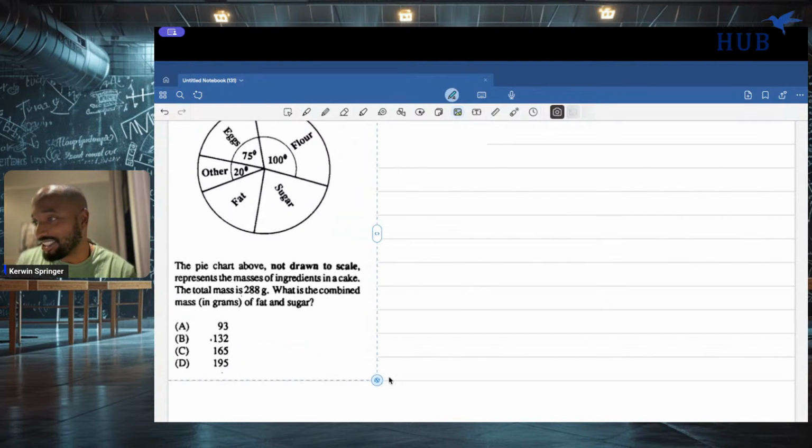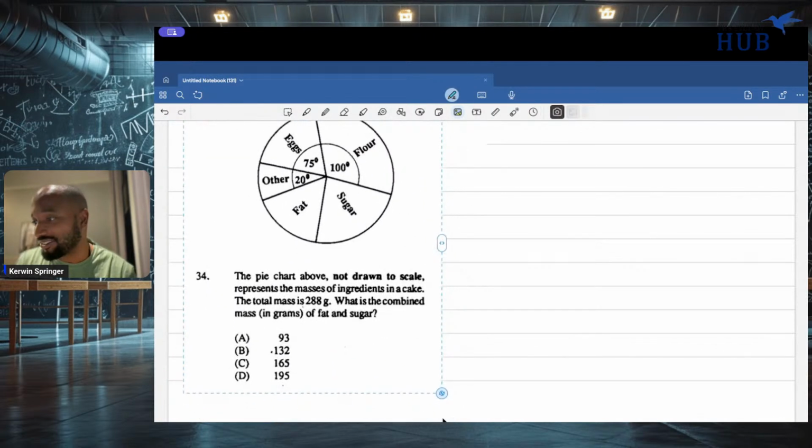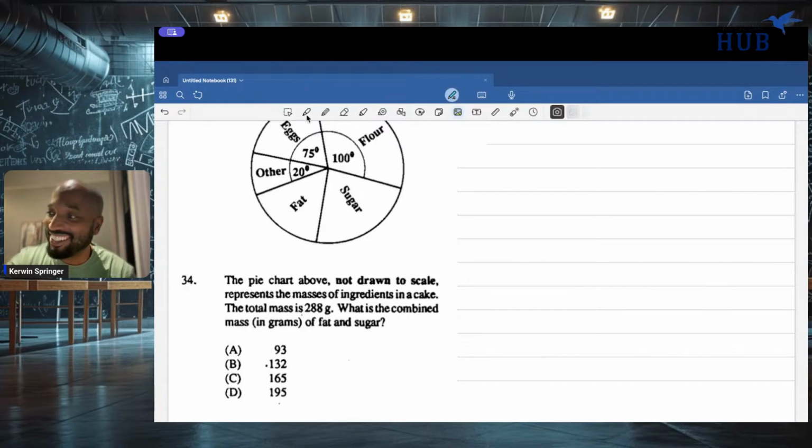Somebody going to the exam and just shade C right down the line. The pie chart above, not drawn to scale, represents the mass of ingredients in a cake. The total mass is 288 grams. So the combined mass in grams of fat and sugar. Total is 288. So 360 degrees is equal to 288.